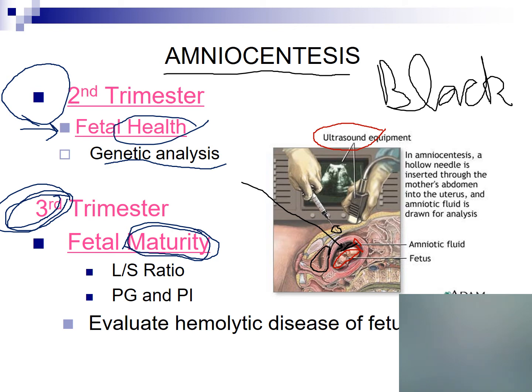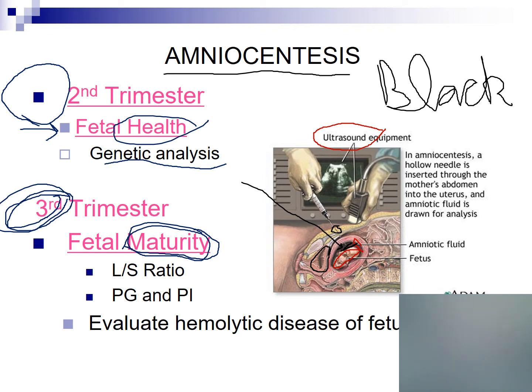Generally, we're looking for a ratio of at least 2 to 1. And what that means is when we get a ratio that's greater than 2 to 1, so not equal to, forgive me for saying that, but greater than 2 to 1, that means that the surfactant is probably adequate enough so that the lungs are mature.